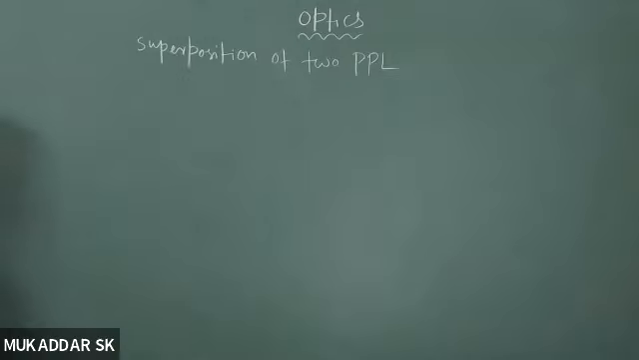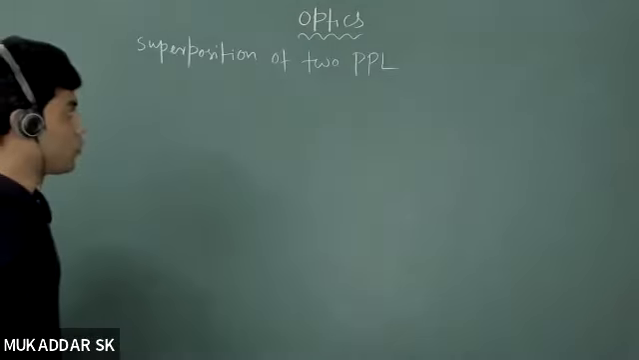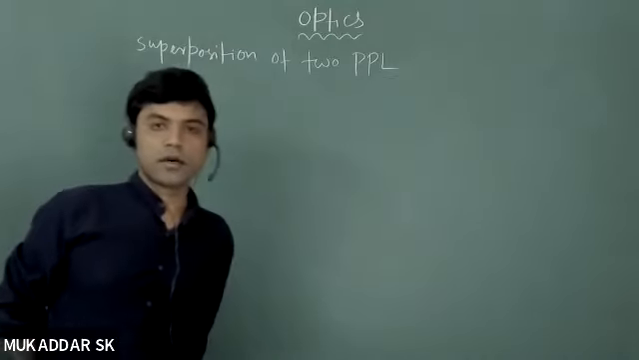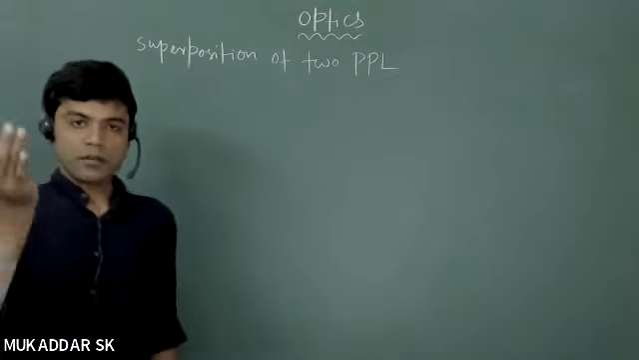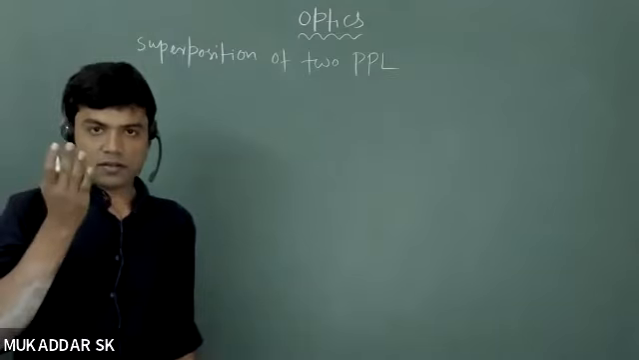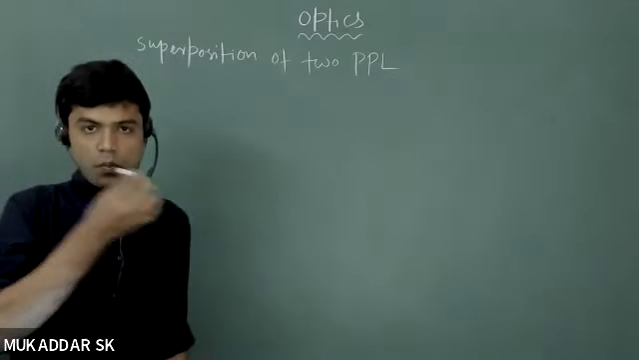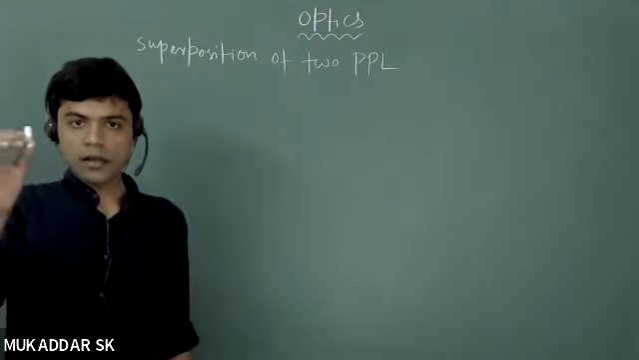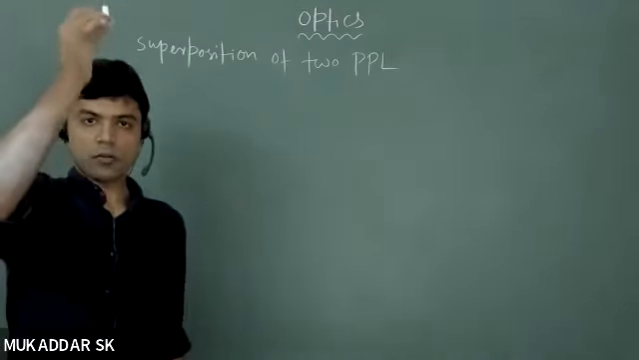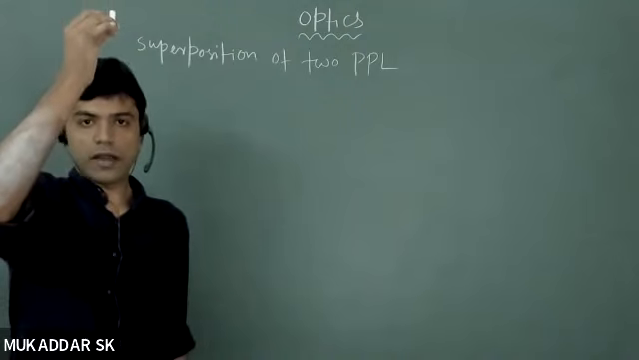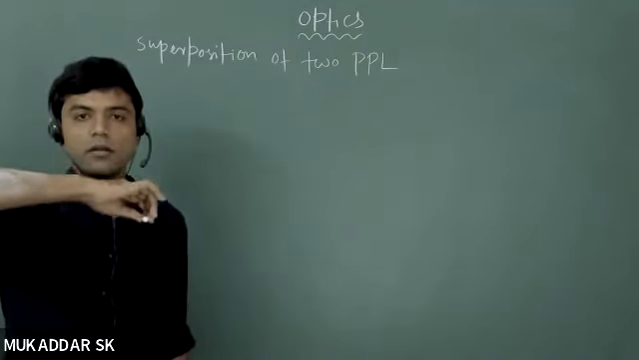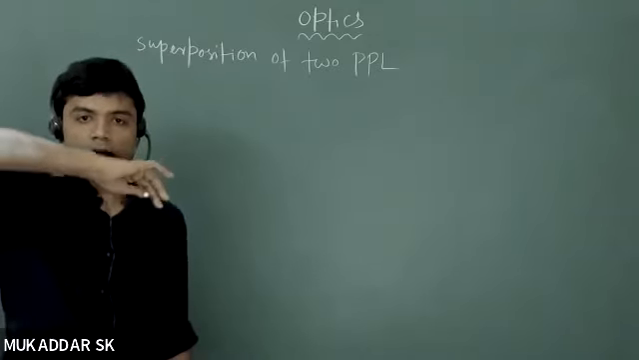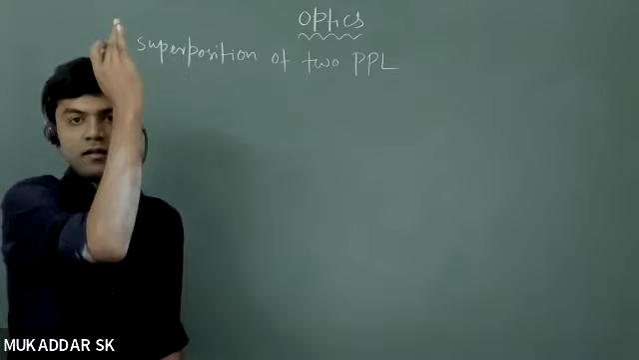Yesterday we started discussion on superposition of two plane polarized light. And at the end, what we discussed is that you have incident a plane polarized light on a double refraction crystal. So it will split into two components. One will be the E ray, that is parallel to the optic axis. Another component will be the O ray, that will be perpendicular to the optic axis. So actually these two rays are the incident rays, E ray and O ray.